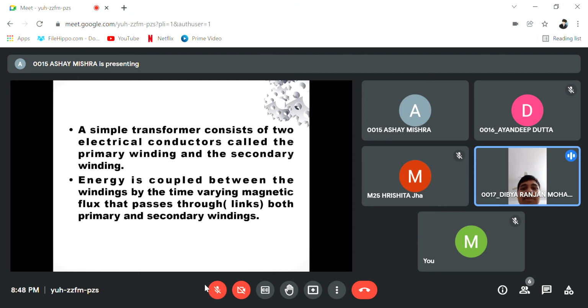A simple transformer consists of two electrical conductors called the primary winding and the secondary winding. Energy is coupled between the windings by the time-varying magnetic flux that passes through both primary and secondary windings.